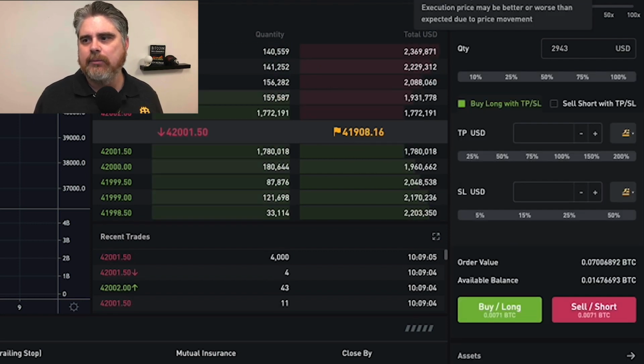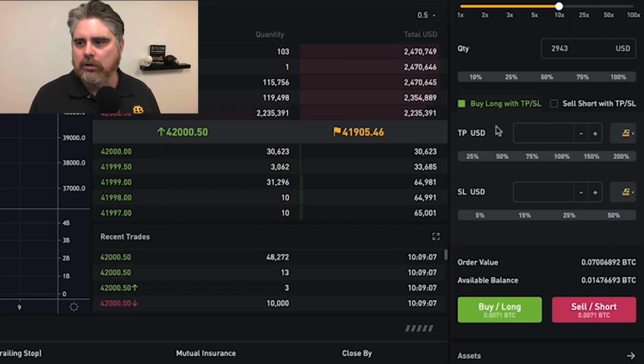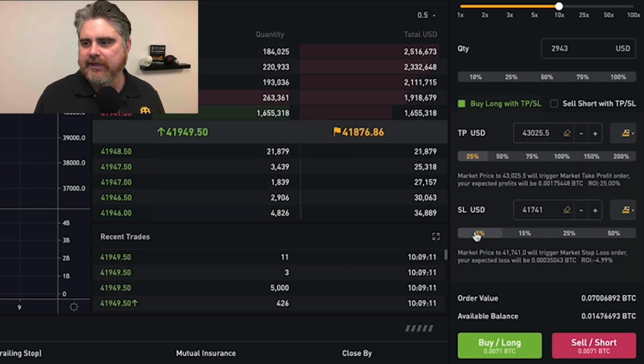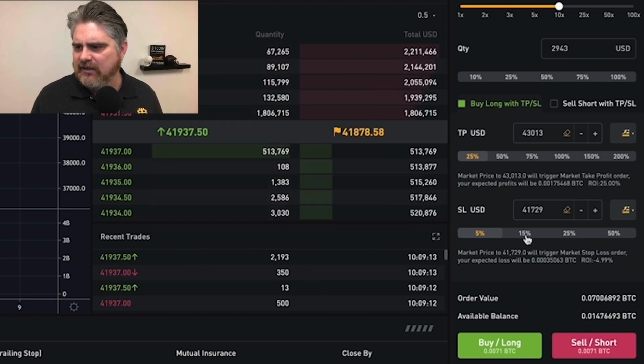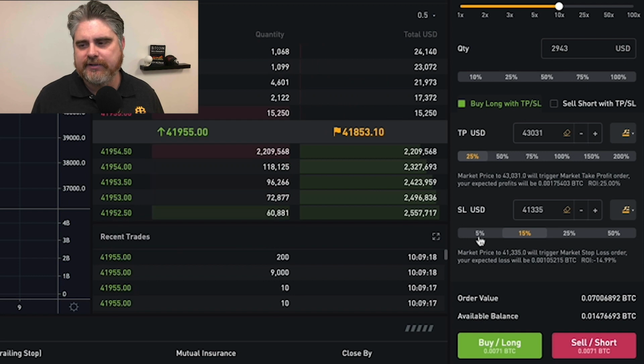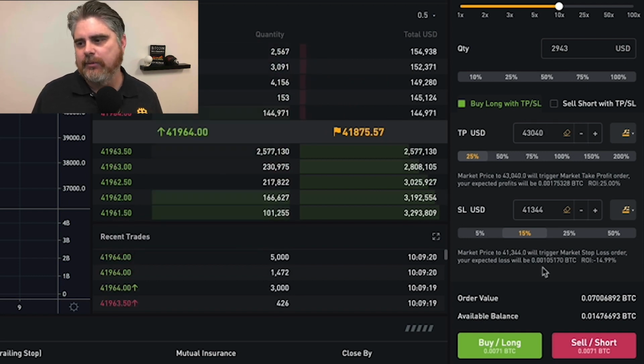So I told you guys for example purposes, I'm going to be using a market order. I'm going to set the take profit to 25%. I'm going to put this in between 5 and 15. So 41,729. None of these numbers are important. I'm only doing this for example's sake. So I'm going to put it at 15%.